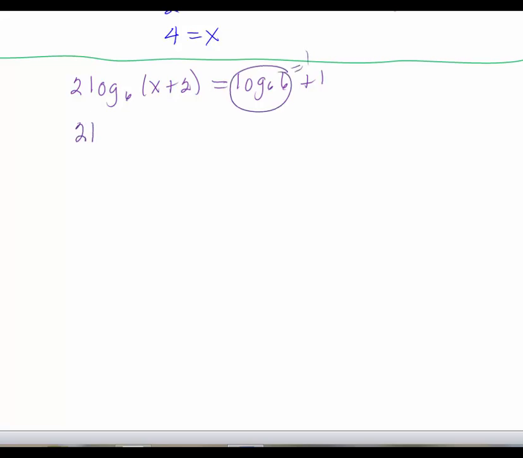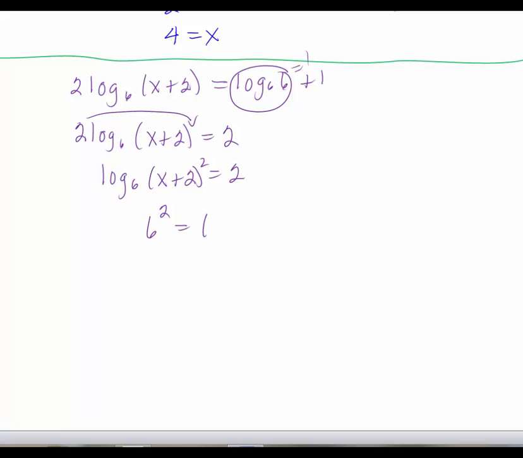So I have 2 times the log base 6 of x plus 2 is equal to 2. So maybe you didn't recognize that you needed to divide by 2, and instead you brought the exponent up, which is legal. It's certainly a strategy. And we still want to write this in exponential form, only now it's going to be 6 squared is equal to x plus 2 squared.